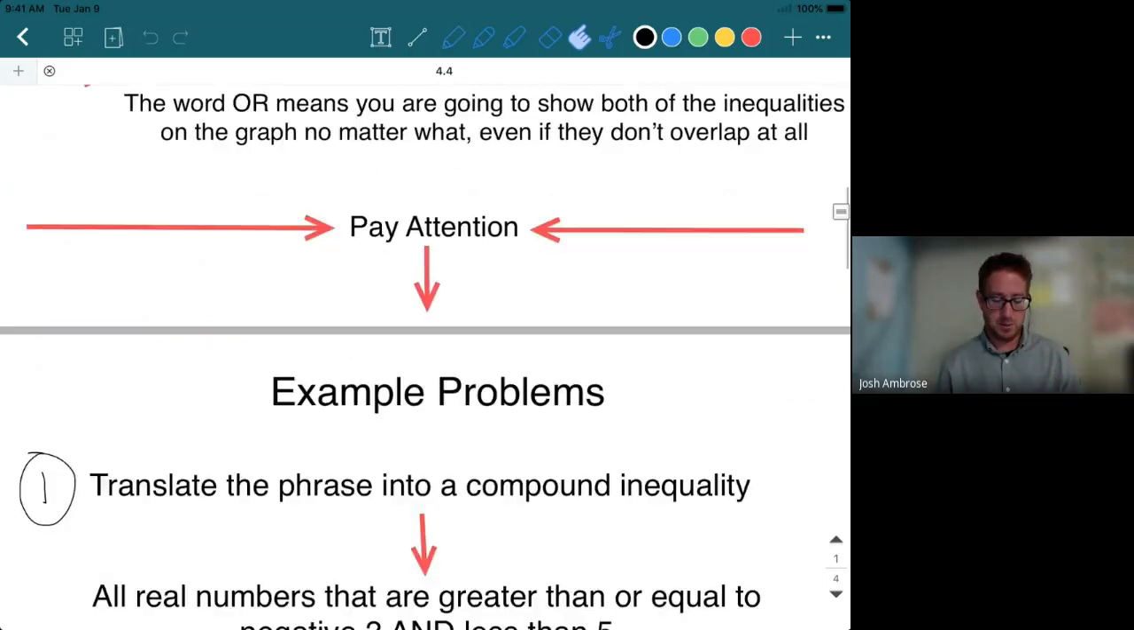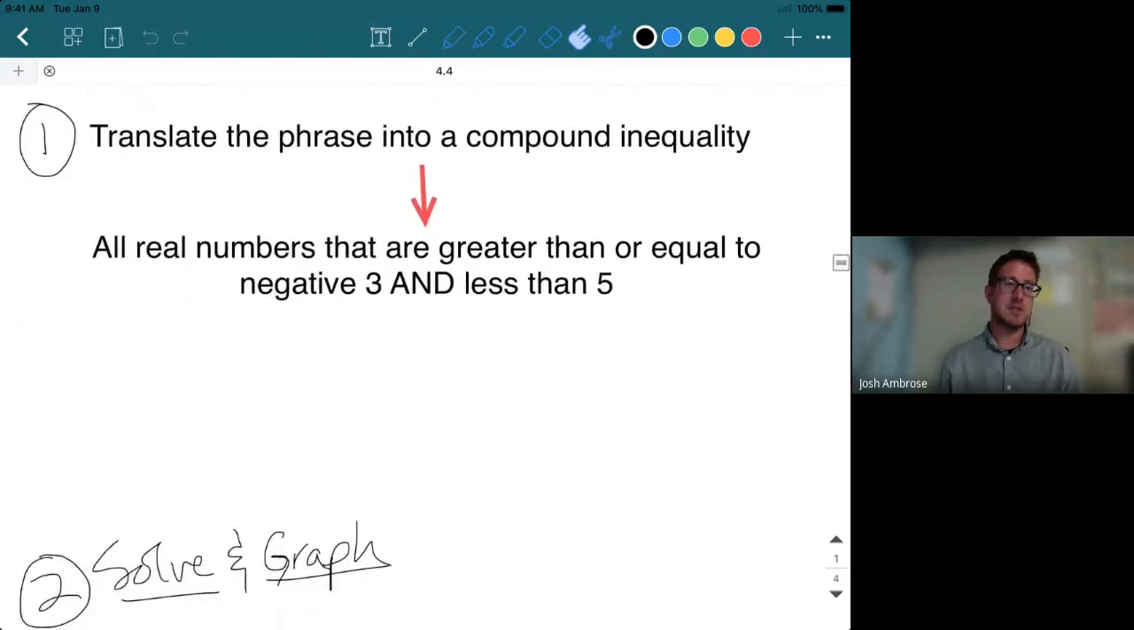As you see, pay attention. Here we go, example problems. For the first example problem, we're going to translate a phrase, give you a sentence, translate it, and write it into a compound inequality. So I'm going to show you the steps to go through here. The phrase is all real numbers that are greater than or equal to -3 and less than 5. When they're representing all real numbers, that's your variable, that's x.